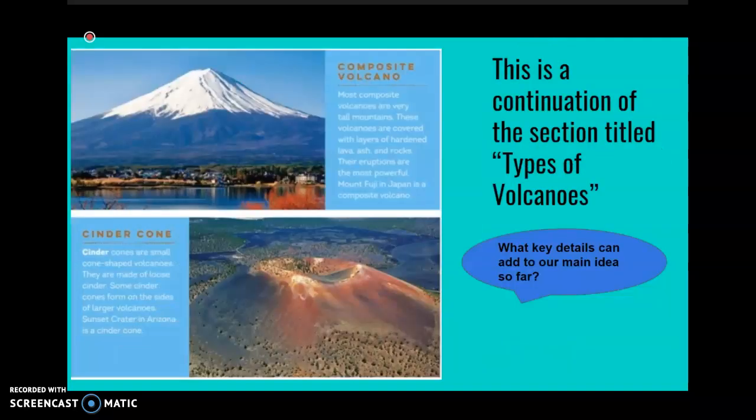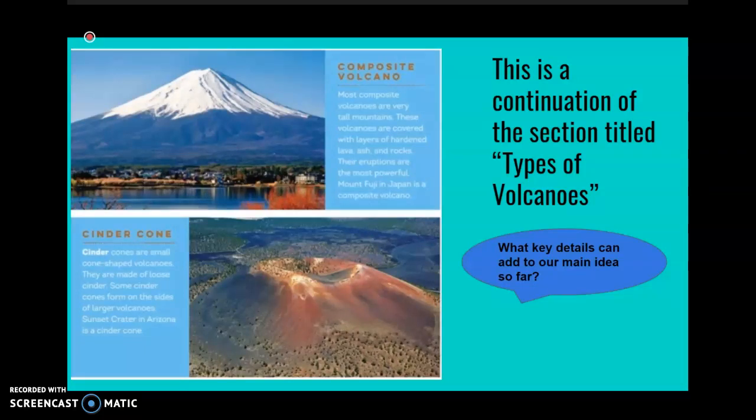So now I'm going to continue reading from the same section, so I'm still reading the section titled Types of Volcanoes. This one tells me about two other types of volcanoes, a composite volcano and a cinder cone.